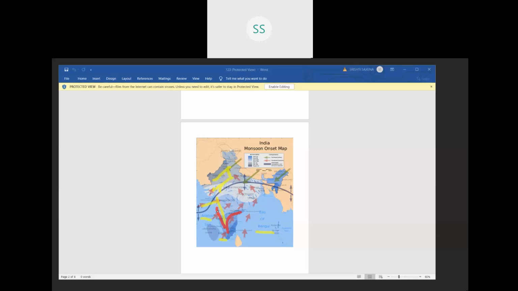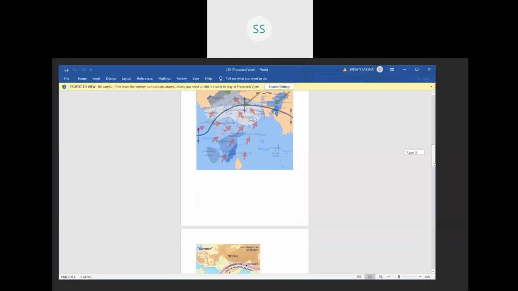So the windward side, that is this side of the Western Ghats, will receive rainfall of more than 250 centimeters. But the leeward side, that is the central part of the Deccan Plateau and eastern coastal areas, receive less rainfall in comparison to the windward side. Children, that is your Arabian Sea branch. I will show you the next branch, the Bay of Bengal branch also, children.